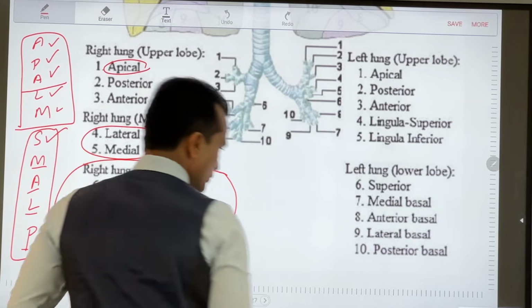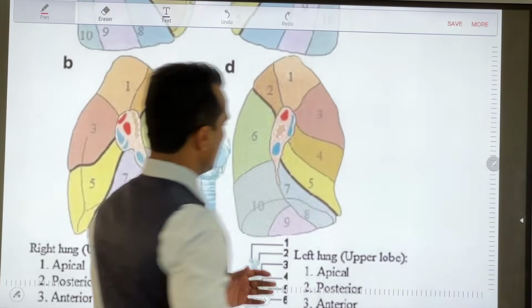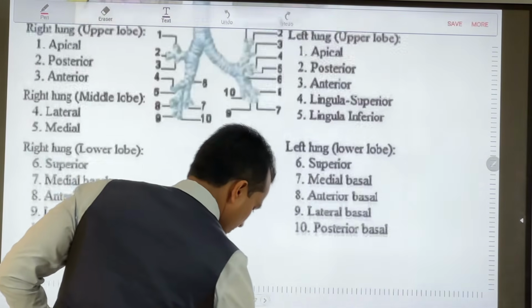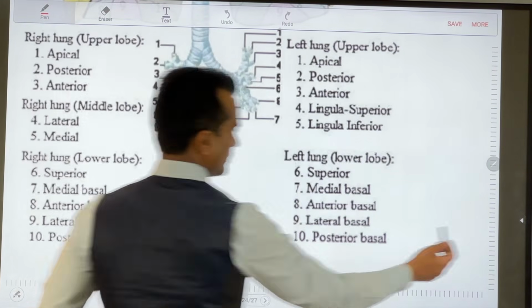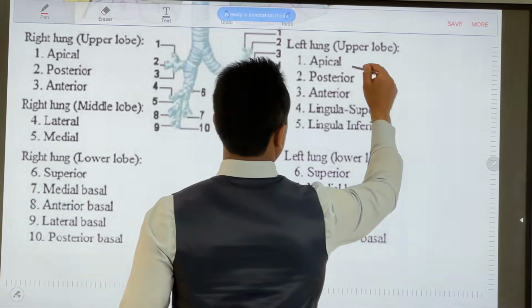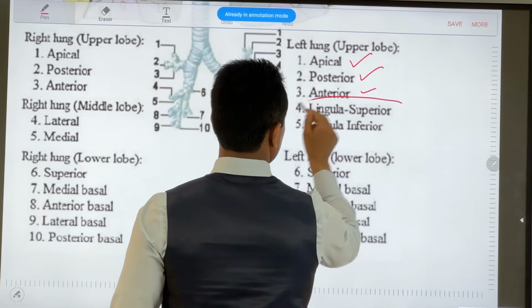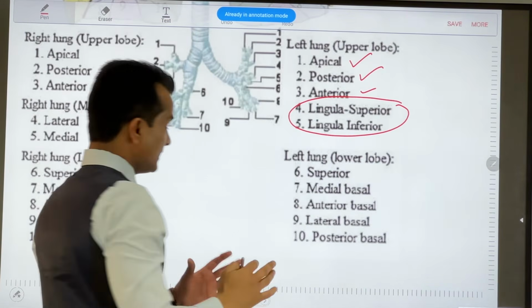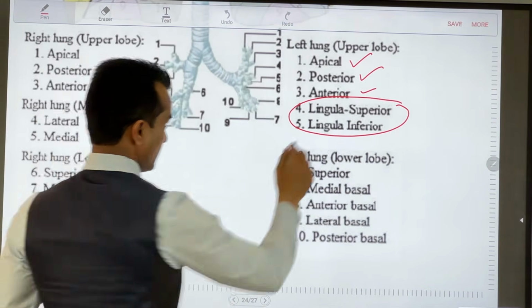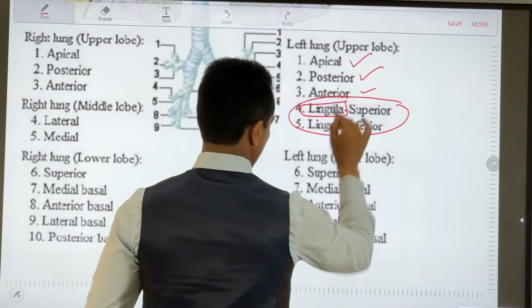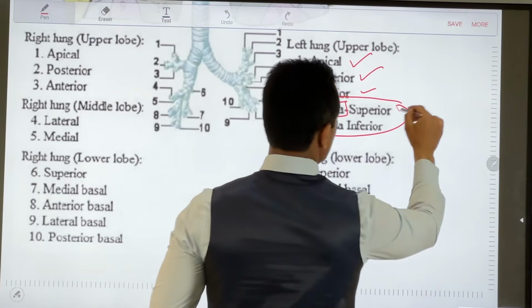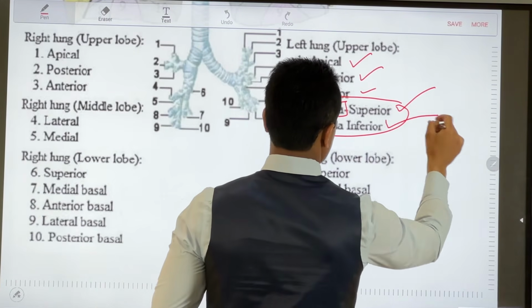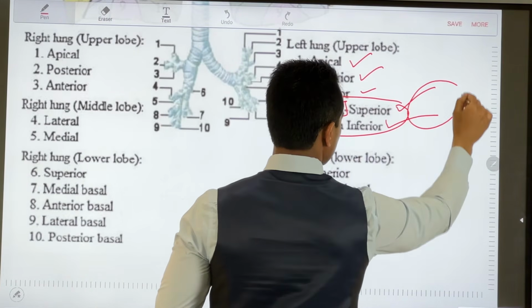And in the left lung you have 2 lobes, but still you have 10 bronchopulmonary segments. So it's easy to remember. The first 3 will remain the same: apical, posterior, anterior. And here, because in the left lung you have a special structure called the lingula, the 4th is the lingula superior, the 5th is the lingula inferior. Just memorize these two.